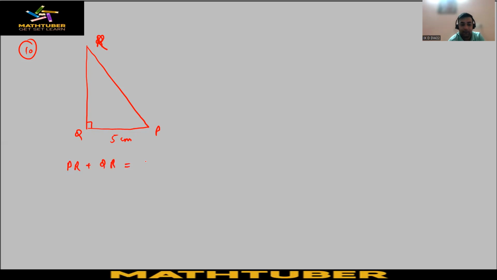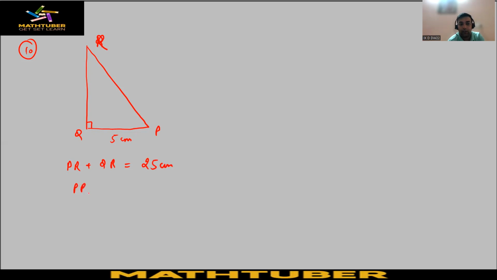Now you can try the 9th question by yourself, and let's do the 10th question, which is an important question. In triangle PQR right angled at Q, so this is a triangle PQR which is right angled at Q. PQ is given as 5 centimeter and PR plus QR is given as 25 centimeter.